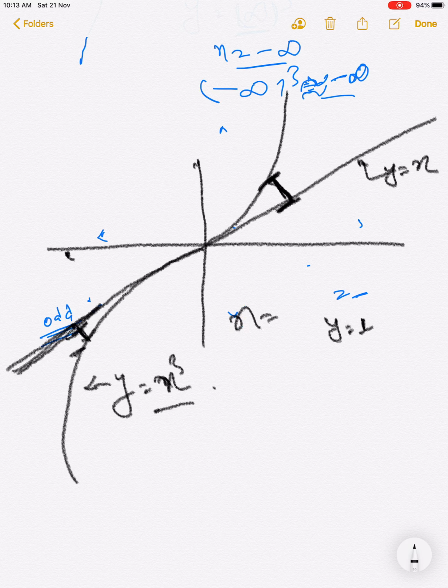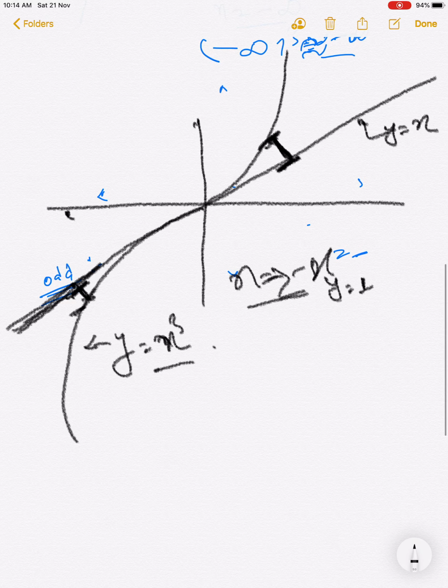If we replace x with minus x, then the distance between the curve and the y equal to x line will be equal. That's the odd function. Or we can say, by the algebraic definition, that f of minus x equal to minus of f(x). You can see it by this, f of minus x equal to minus of f(x). Yes.